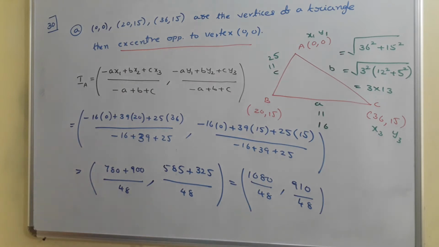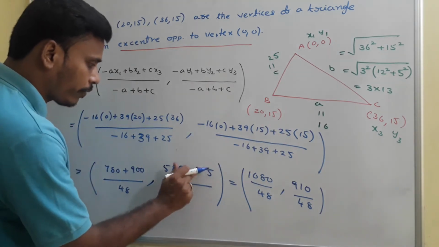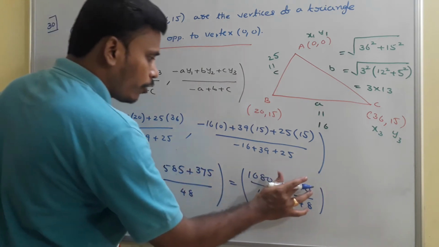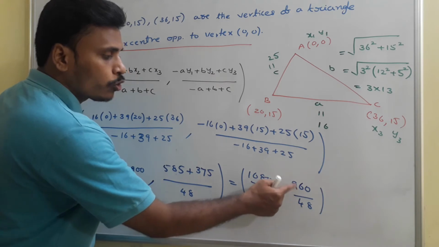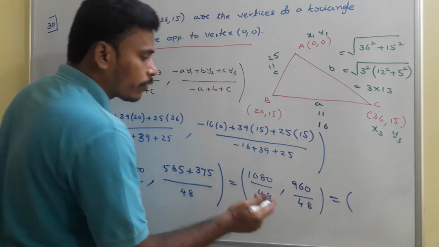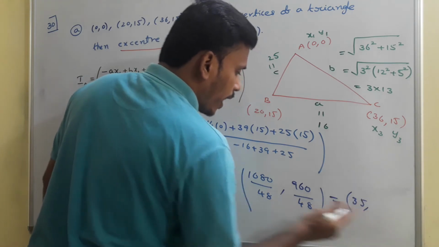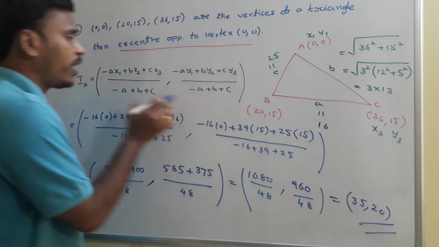So once again just look here, 25 into 15 is not 325, it is 375. Since it is 375, you need to add more 50, so it will become 960. So now 48 2s is 960, then it is comfortable. So when you divide 1680 with 48, it is 35, and 960 by 48 is 20. So 35 comma 20 is the x center.